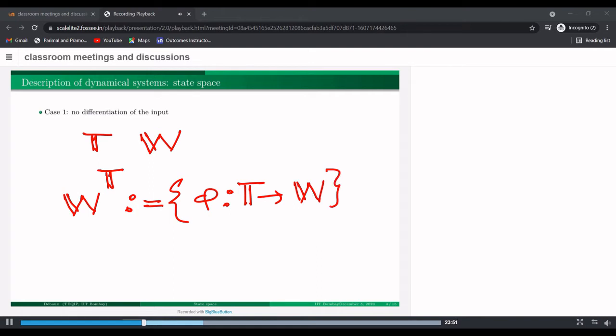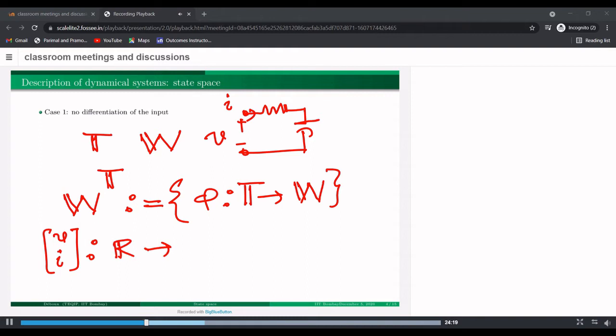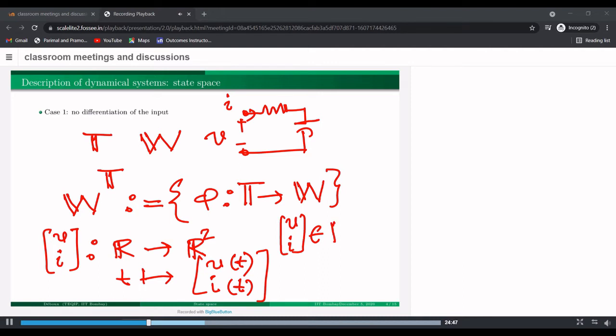And you can easily see that this makes sense. Suppose I have the circuit example where we have an RC circuit. There is this voltage V and there is this current I. Now, this VI is a function of time, so I can view it as a map from R to R2. Indeed, it takes a time t and tells me the value of the voltage at this time t and the value of the current at this time t. So it's a two-tuple, an element from R2. Therefore, VI is a function from R to R2. In other words, VI is an element of R2 raised to the power R, with R2 being W and R being the set T.